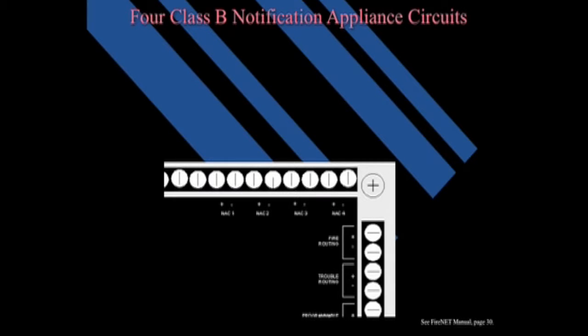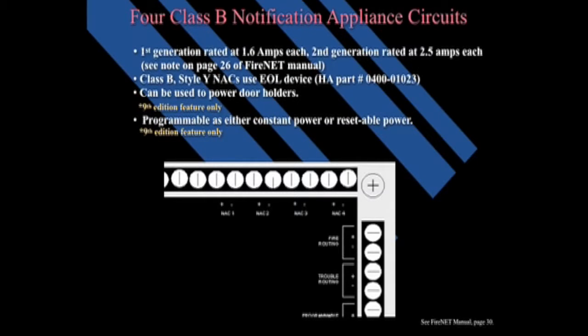For Class B notification appliance circuits, the first generation FireNET had NAC circuits rated at 1.6 amps each. The second generation FireNET, released in 2005, upped that to 2.5 amps each. With the new 9th edition, the NAC circuits now use an end-of-line device and can be used to power door holders, and can also be programmed as either constant or resettable auxiliary power.